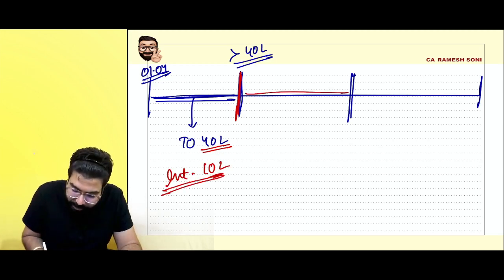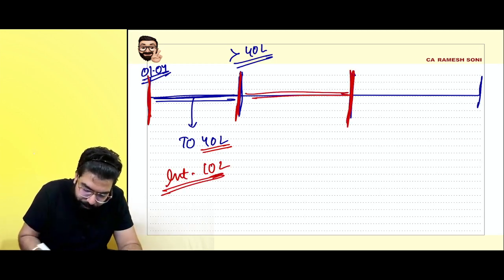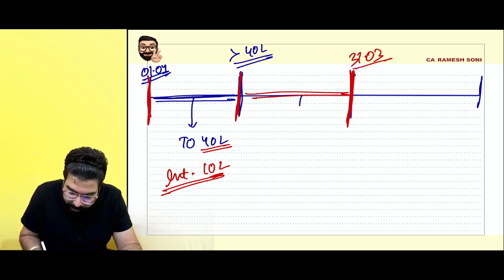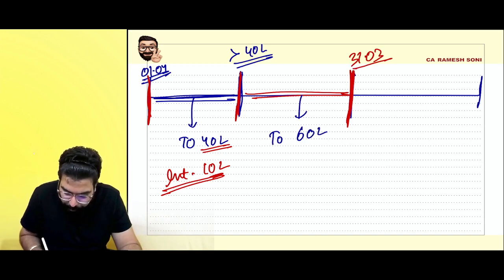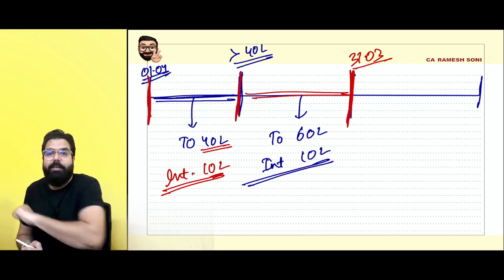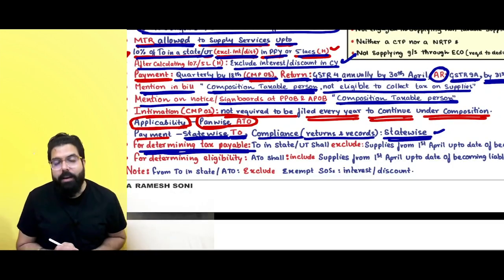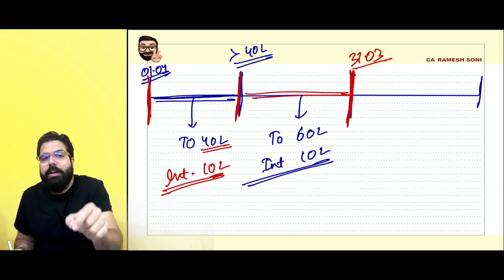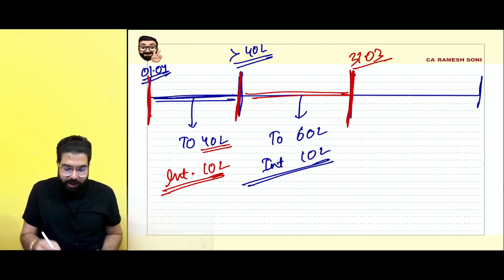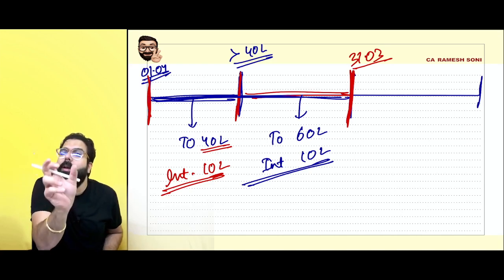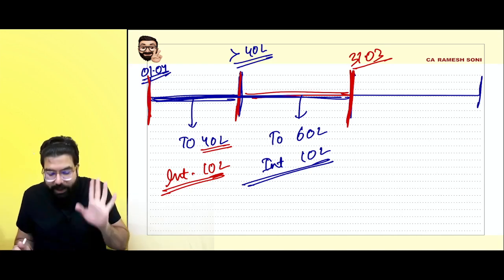And then after that, till the year end, 31st March, I further made a turnover of 60 lakh rupees, and interest income is also 10 lakh rupees. My question to you is, when I am calculating the tax payable, on what turnover do I have to pay tax? On what amount do I have to pay composition tax?